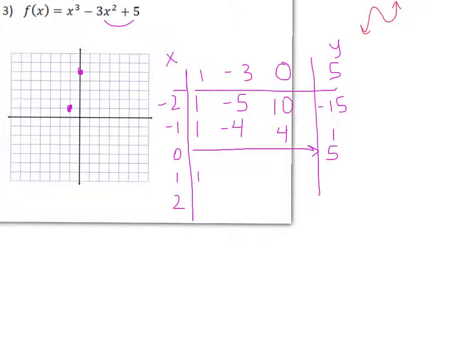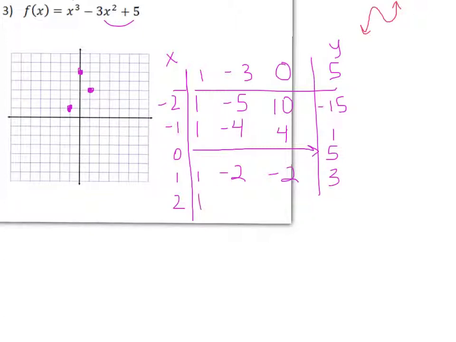Plugging in 1 now, so we drop down the 1. 1 times 1 is 1, plus negative 3 gives us negative 2. Negative 2 times 1 is negative 2, plus 0 is negative 2. Negative 2 times 1 is negative 2, plus 5 is 3. So we can plot the point 1, 3. So there's our point 1, 3.